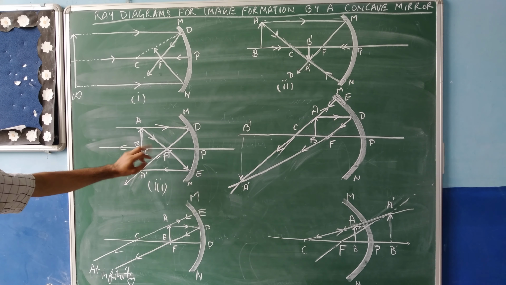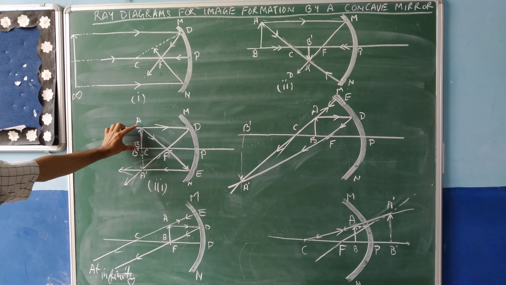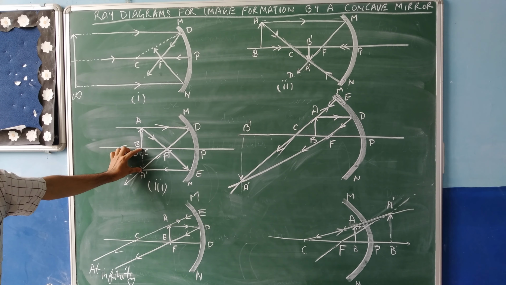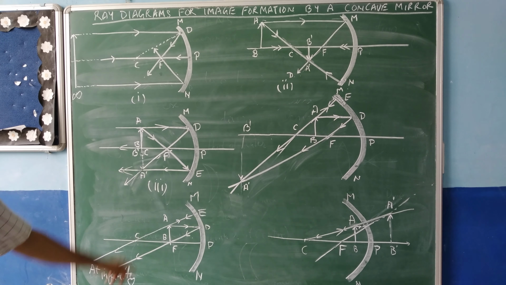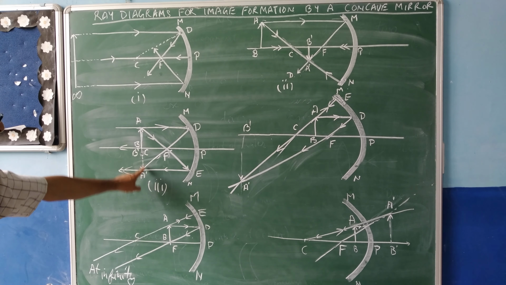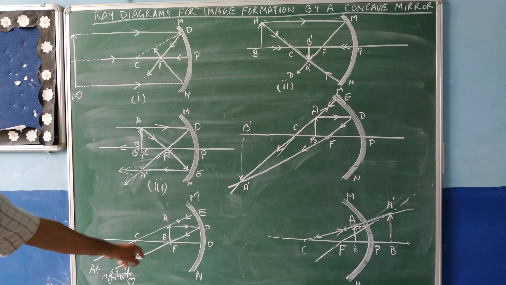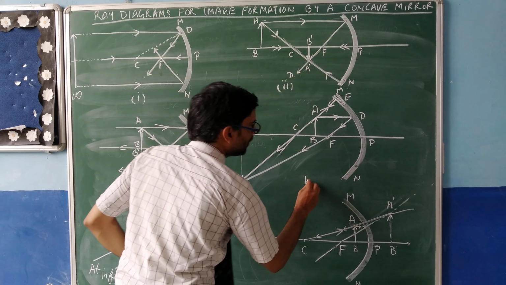At C, and size is the same. We can also infer from this diagram that the size is the same. But it is inverted and real. Inverted, going downwards, and real means actually they meet at this point. Okay. Now consider the fourth case.